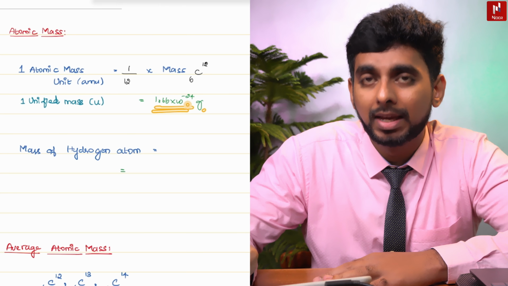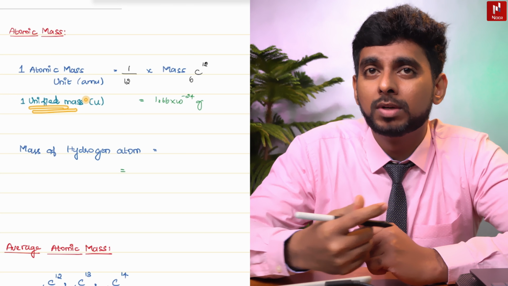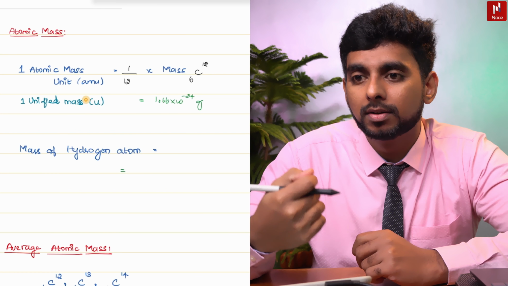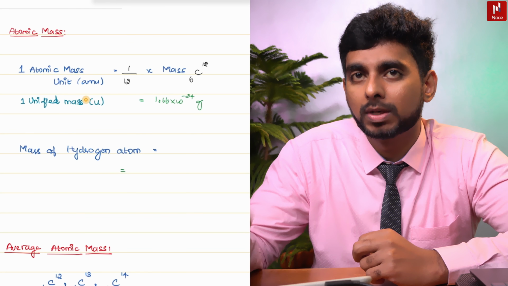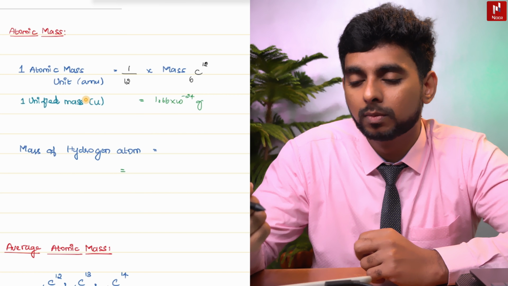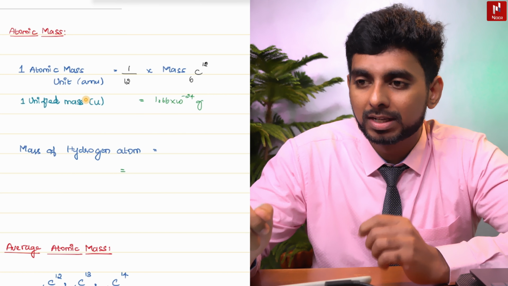So this is equal to one atomic mass unit, or one unified mass, right? When we learn nuclear chemistry, this one atomic mass unit or one unified mass will generally come into the picture. When you have to measure such a microscopic quantity, you will use this unit, the atomic mass unit. Now let us find the mass of a hydrogen atom in terms of unified mass or atomic mass unit.